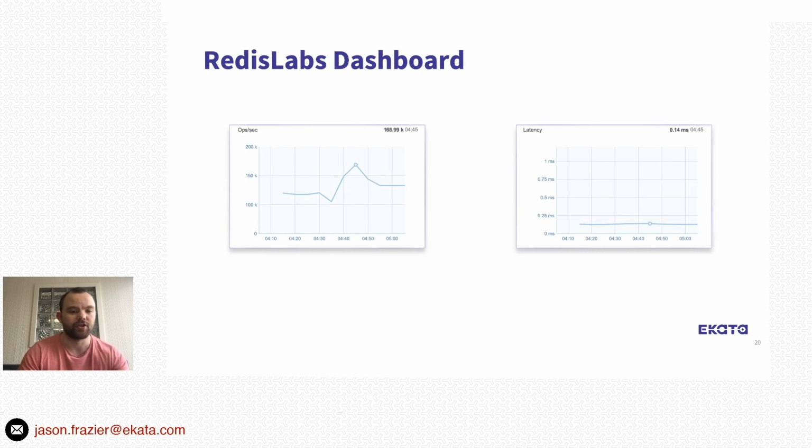So here's a screenshot from our actual Redis Labs dashboard. You can see we were running at the time about 168, roughly 170,000 operations per second. And we were still running at about a 0.14 millisecond lookup time, which is great.